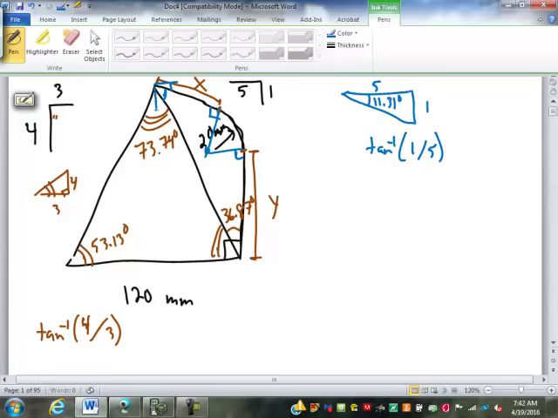So that means if I cut this in half, this is going to be 36.87. Now, that is a full right angle there. So I take 90 degrees minus 36.87 and minus 11.31, which is going to give us what?